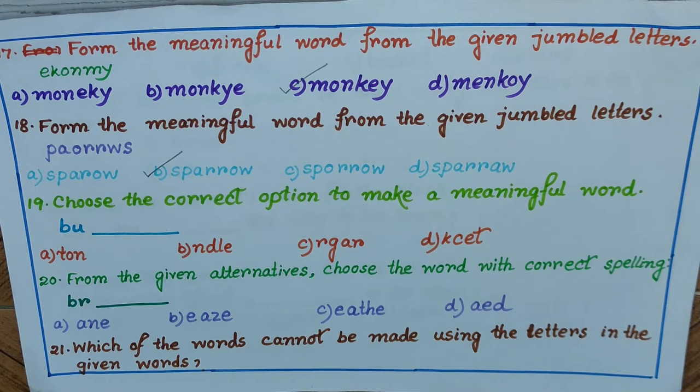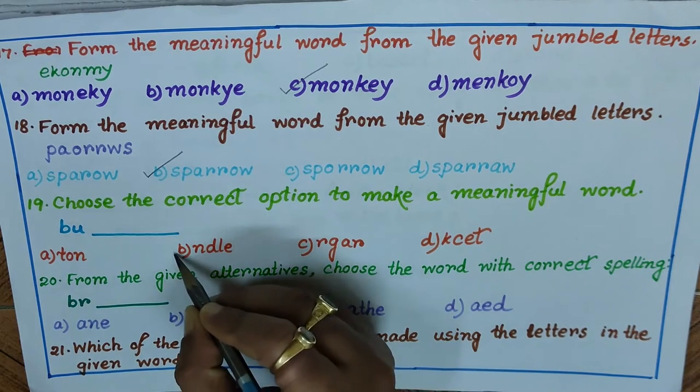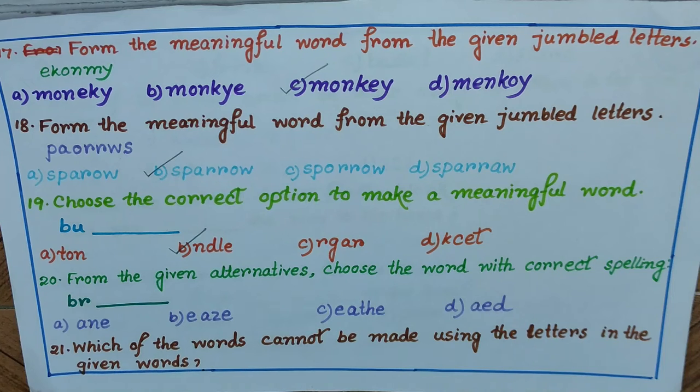Question 19. Choose the correct option to make a meaningful word. So B-U dash. If we place A, ton, button spelling has a double T, so that is not it. B-U-N-D-L-E, bundle, is the right one, because B-U-R-G-A-R is also not going to work, and B-U-K-C-D, all those are wrong. So B-U-N-D-L-E is the right one, bundle. So answer B is the right option.